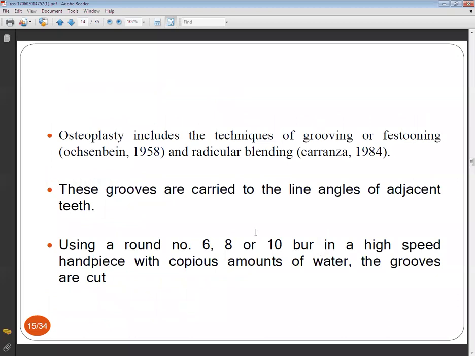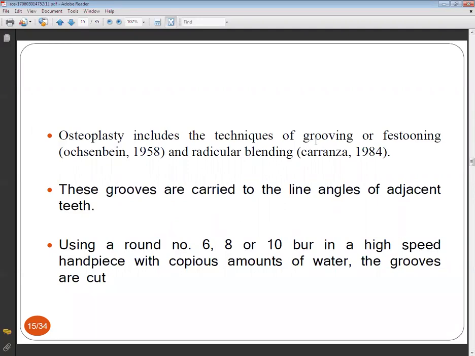Osteoplasty includes the first two steps of your surgical technique, that is grooving and radicular blending. These grooves are carried out; vertical grooving is done at the line angles of your teeth. The advantage of giving a vertical groove is that it helps to reduce the thickness of your bone housing.